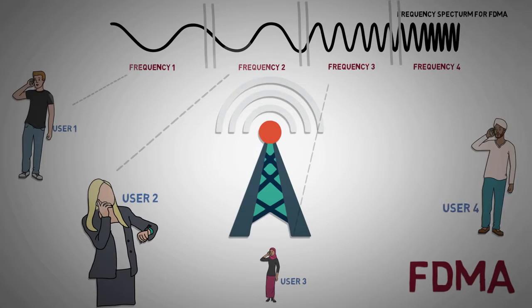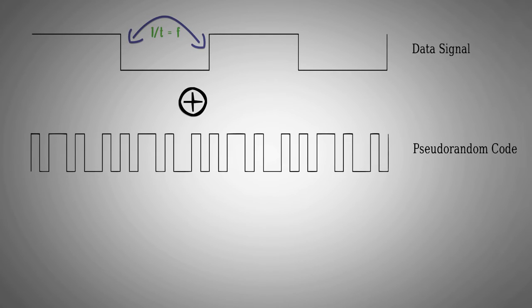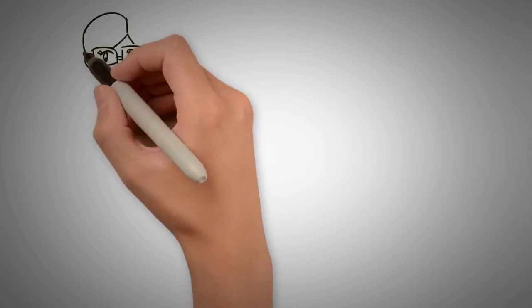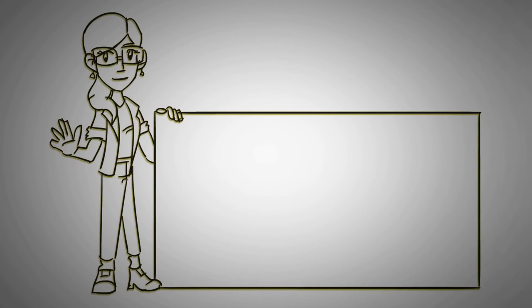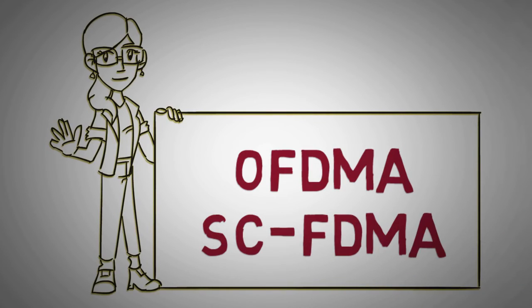So, today we showed the different multiple access techniques that were used in various generations of wireless communication. In our next video, we will dive deep into OFDMA and SC-FDMA, the two pillars of 4G.